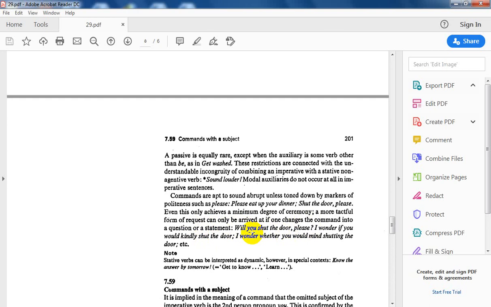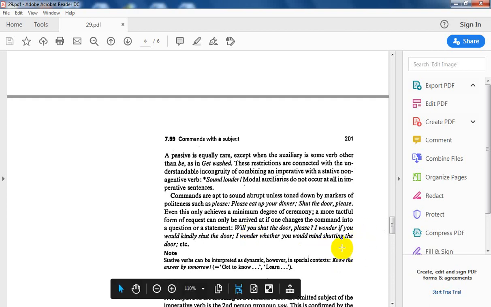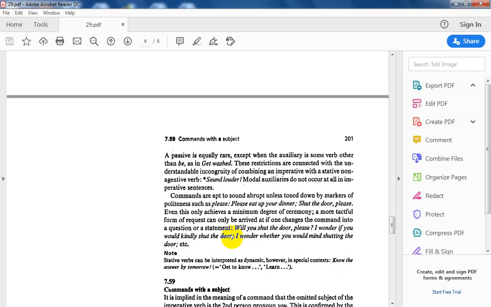Instead of saying, for example, "shut the door", even if I add please there remains a harsh tone. But if I say "I wonder if you would kindly shut the door" or "I wonder whether you will mind shutting the door", this is more polite than the order.